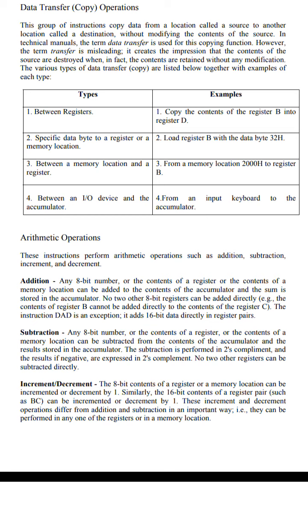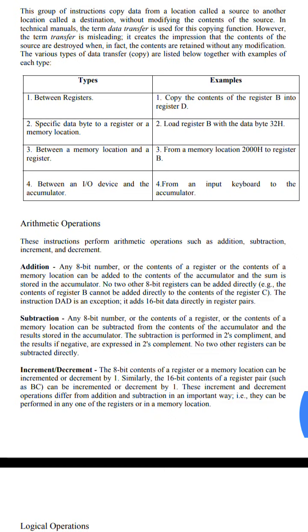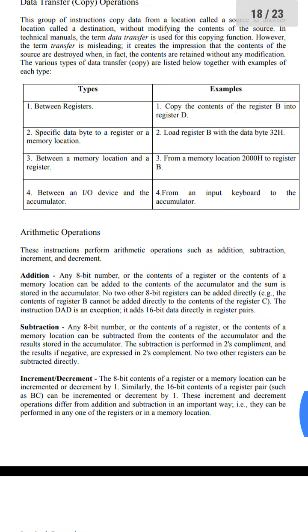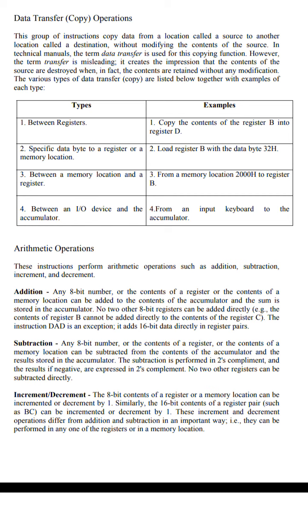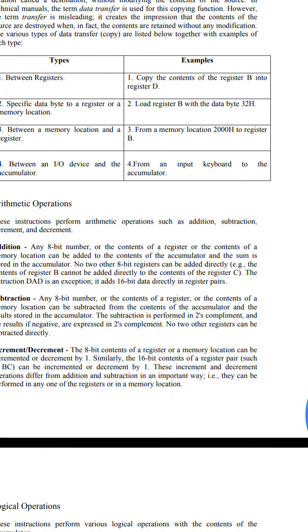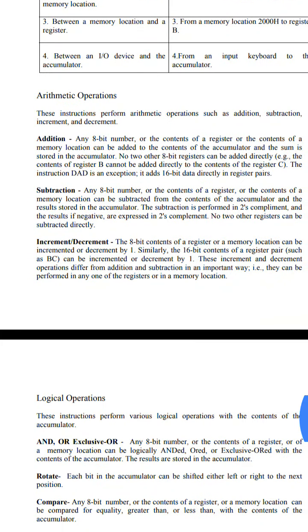Now the second type of data copy operation is to specify a specific data byte to a register, from memory to register or register to memory, both can be possible, and between an IO device and the accumulator it can be done. Now during data transfer you have to mention the source and destination properly so that the data transfer must be accurate.